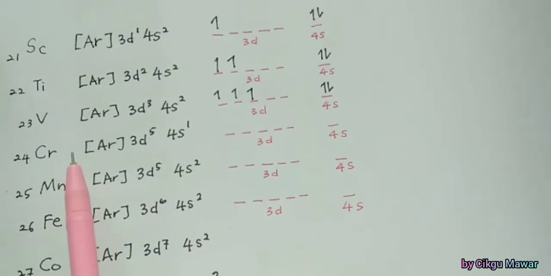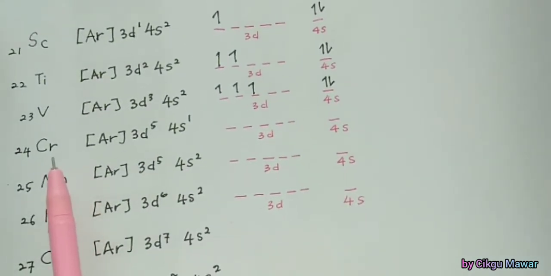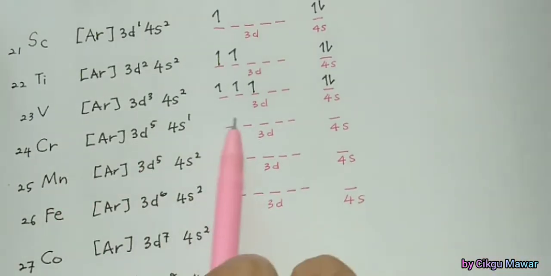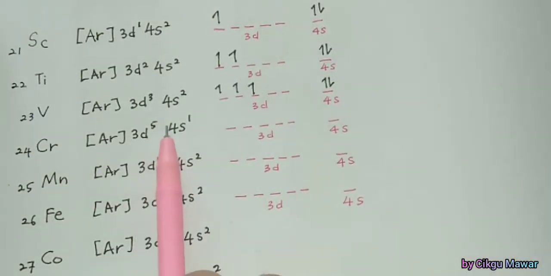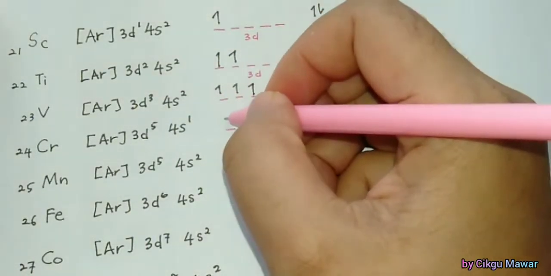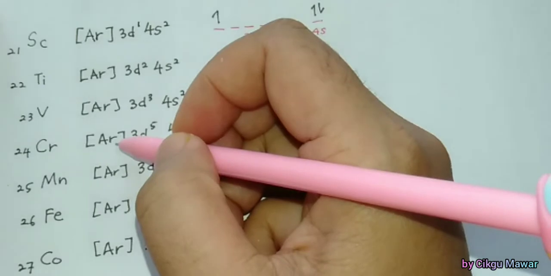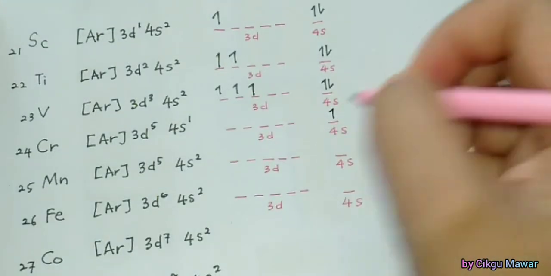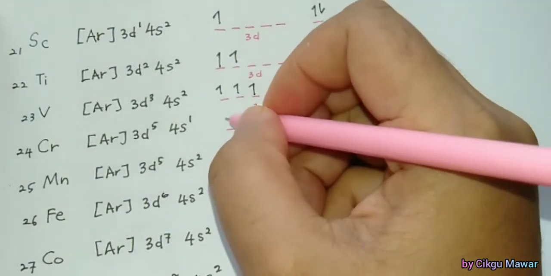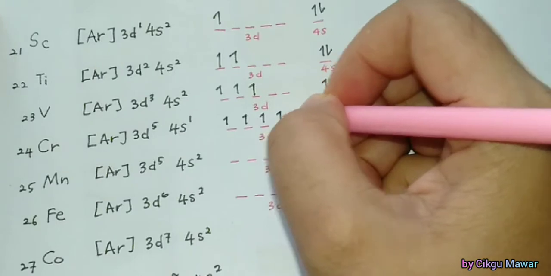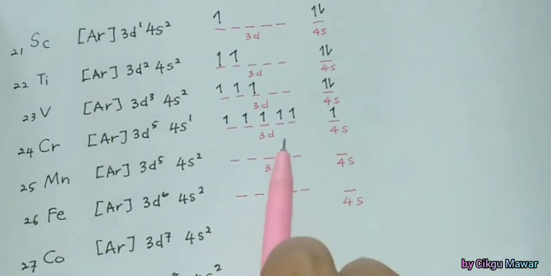Followed by chromium. Chromium is a special one because, if you can see, it has 3d5 and 4s1. So we have 3d5, so 18 from argon, 18, 19, and then 20, 21, 22, 23, and 24 for chromium.